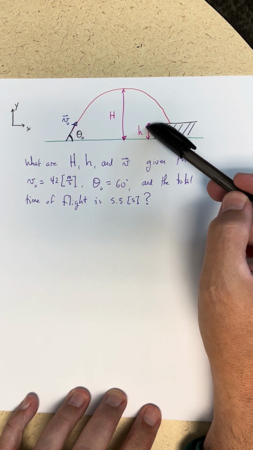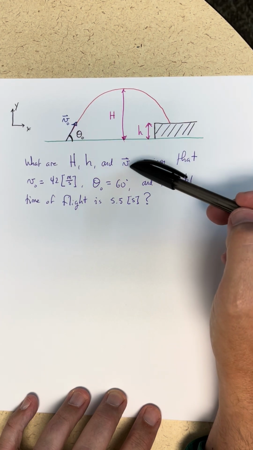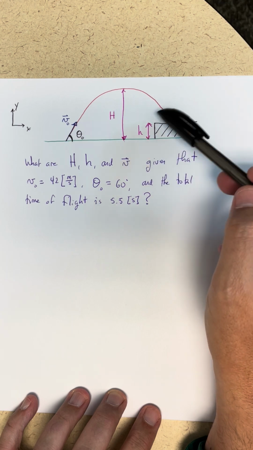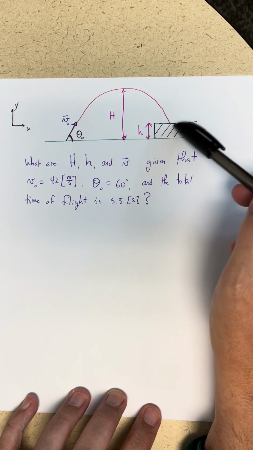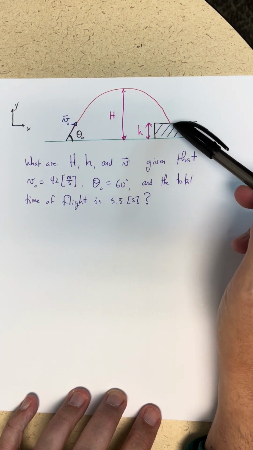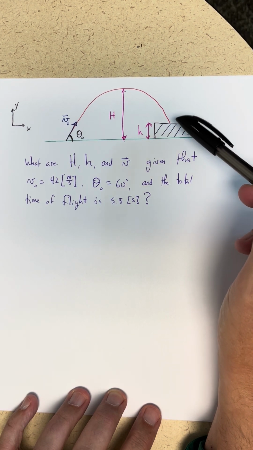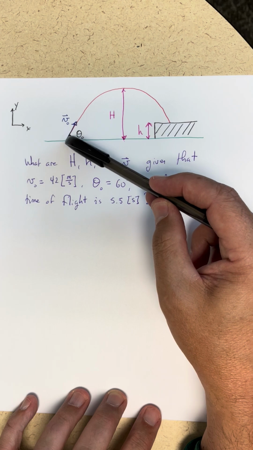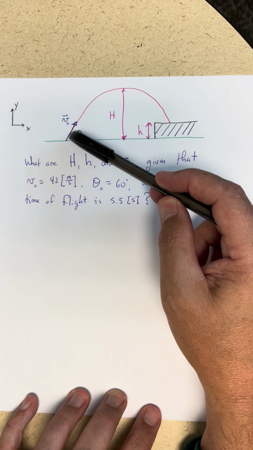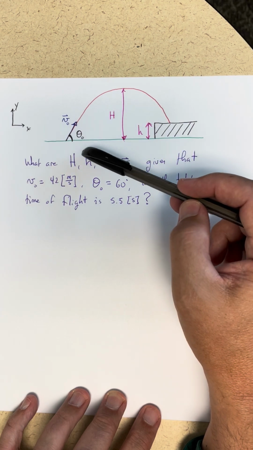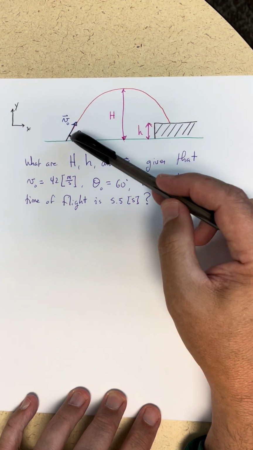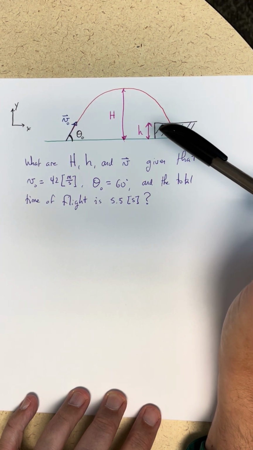Little h is its final height, and the velocity that the object is making right when it hits here. And we're given the initial speed is 42 meters per second, so that's the length of this vector v0, and v0 makes an angle of 60 degrees with respect to the horizontal.